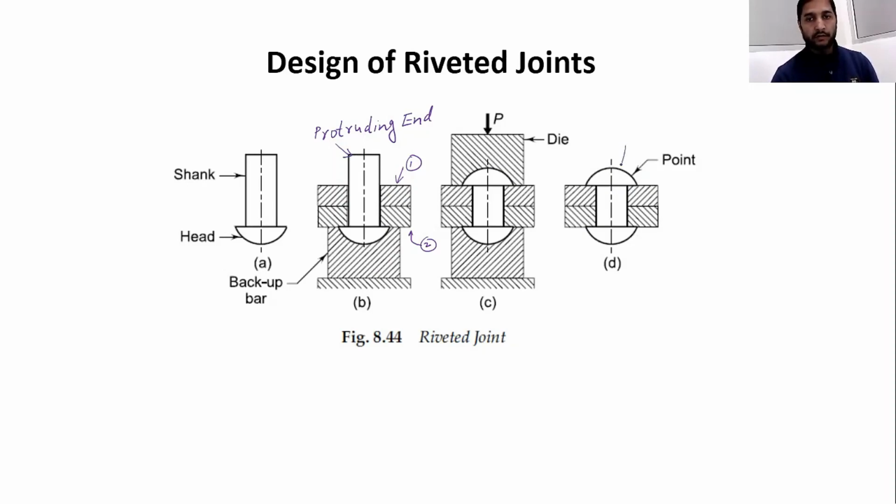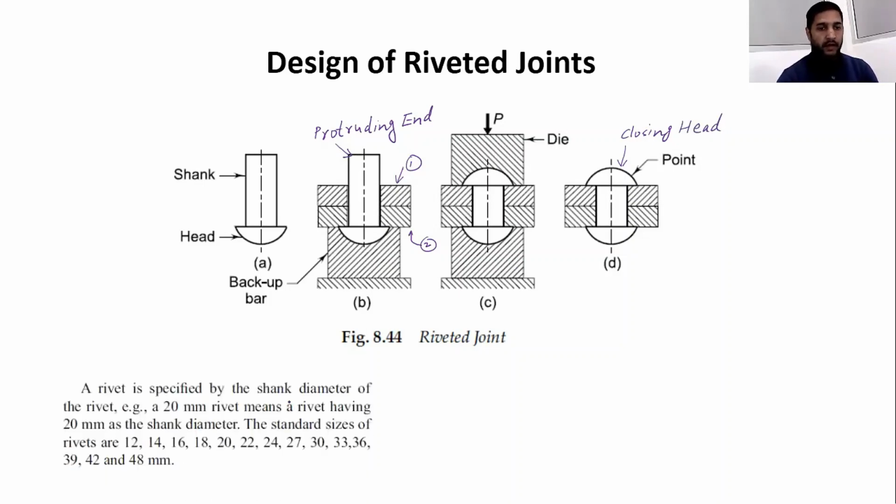This is now the closing head of the rivet, and in rivet terminology this closing head is called the point. So this is the process by which a rivet becomes a riveted joint. I hope it is clear.